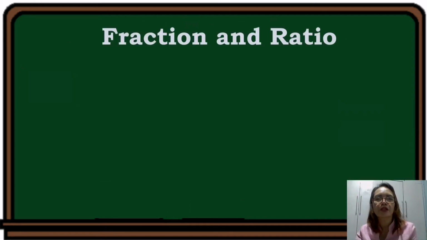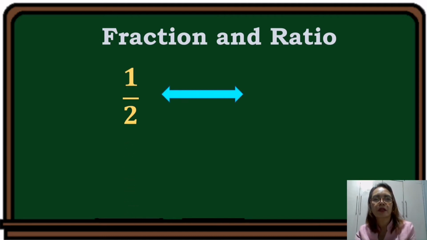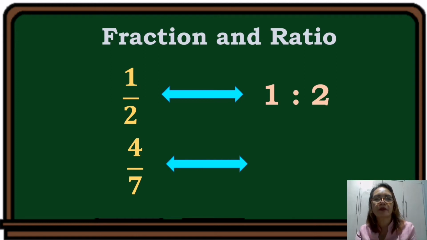Again, fraction and ratio. You can write ratio in fraction form. So, example 1/2. In ratio, it is 1:2. Okay? What about this one? 4/7. In fraction form, we have 4/7. And the ratio is 4:7.